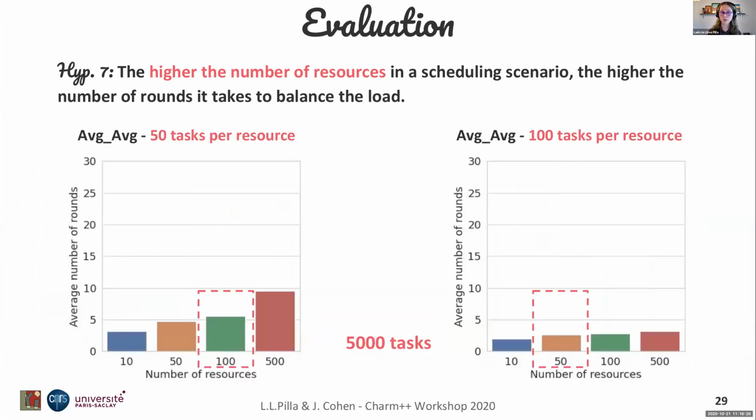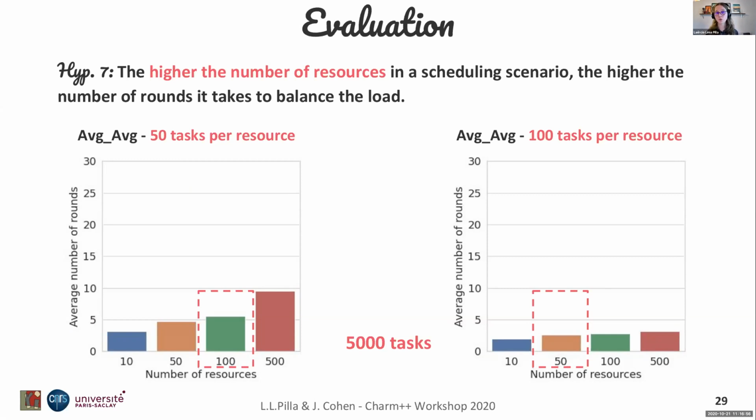But we can see that if we compare the same algorithm with the same number of tasks, for instance, in this case, 5,000 tasks distributed over 100 resources on the left, and among 50 resources on the right, there's still a jump in the average number of rounds that it takes to converge. So there's still a difference here, even when the number of tasks is equal.